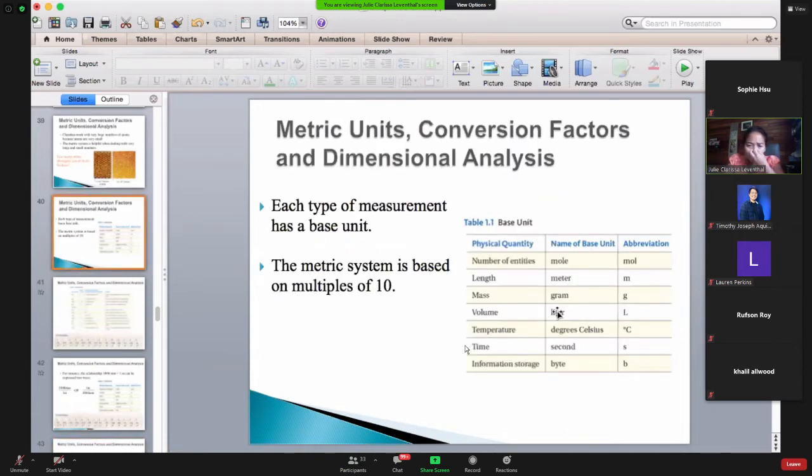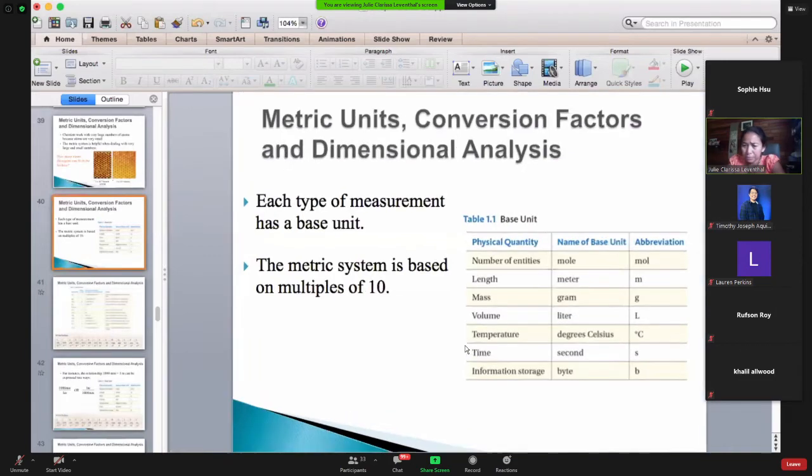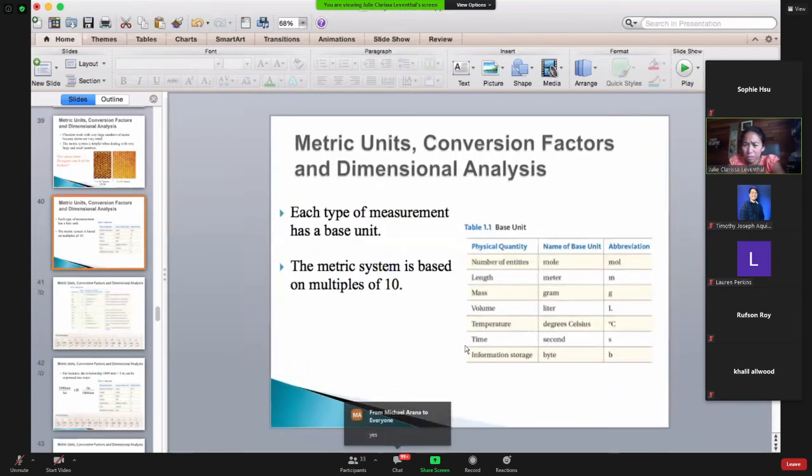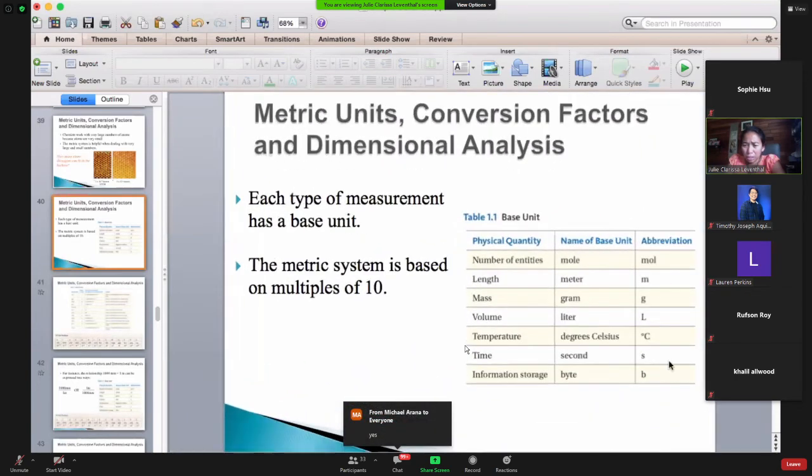Okay, these are the base units. Can you see it? Michael, who asked about the SI units? Because you have different metric units, but these are the units that are used when you talk about these different quantities. These are the base units for each quantity. Does that make sense? Okay.